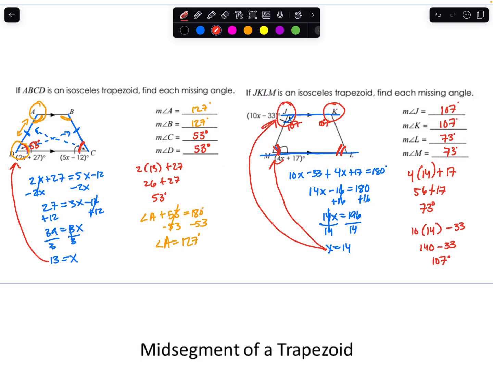So as long as you can identify which angles are consecutive, which means they're supplementary, and which angles are going to be the base angles, which are congruent, you'll be able to decide how to write your equation. When do I make them equal, and when do I add them to 180 degrees?